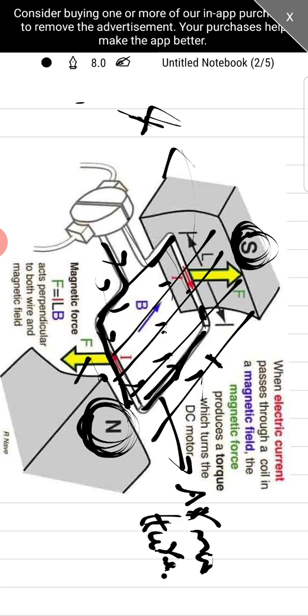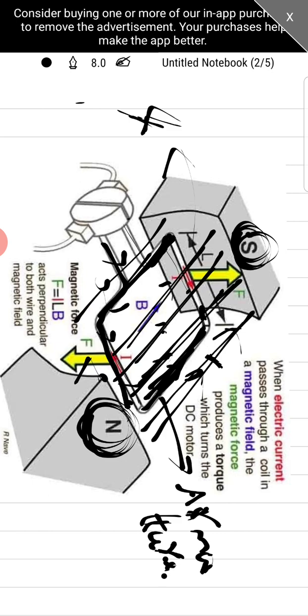Here, if you observe this wire and this wire, these two wires are parallel to the magnetic field, parallel to the magnetic lines of force. When a current carrying wire is placed parallel to the magnetic field, then the force acting on it will be zero. So the force in these two wires is zero.